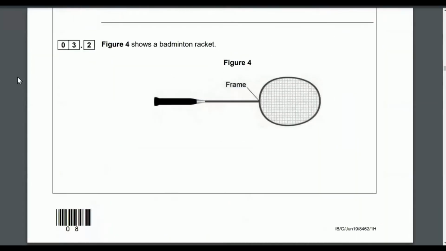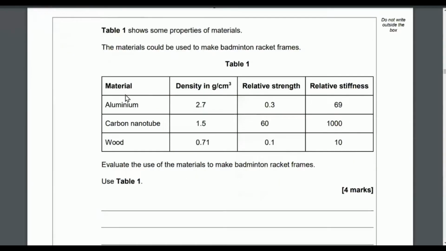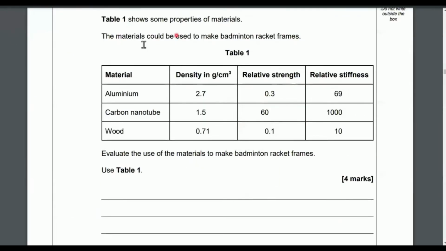Okay, let's move on. 3.2. Of course, figure 4 shows a badminton racket, highlighting the frame of the racket. Table 1 shows some properties of materials. The materials could be used to make badminton racket frames. We've got aluminium, carbon nanotube, wood.